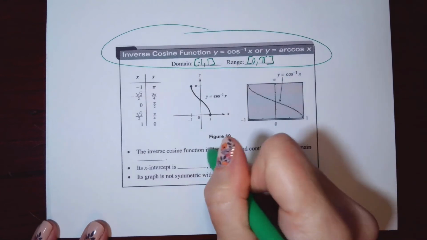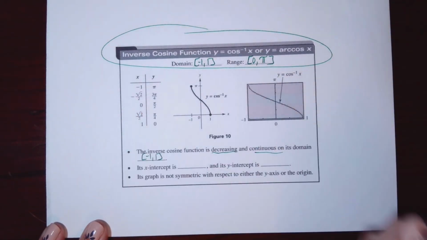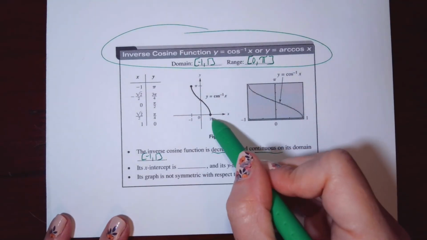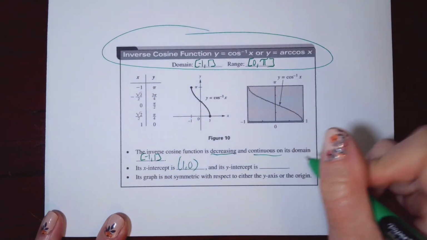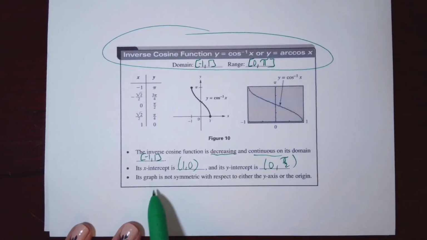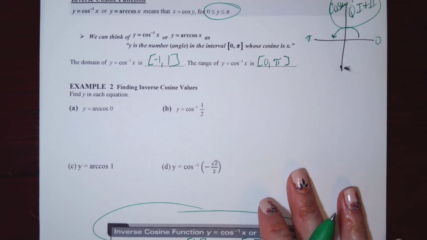Cosine inverse is decreasing and continuous along its domain, -1 to 1. It has an x-intercept at (1, 0) and a y-intercept at (0, pi/2). You'll notice it is not balanced on the origin. It does not have any symmetry that we can predict. Okay, so now, getting your mind straight for inverse cosine function values.